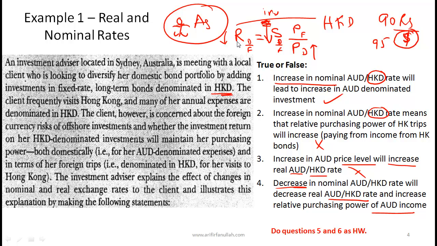Why? Because if this number is going down, that means your domestic currency, the Australian dollar, is strengthening. When a currency strengthens in real terms, the purchasing power of that currency is up. I think this is a great question, and if you are tested on something like this, it will probably be very similar to what you are seeing here. I've covered the main points, and there are a couple more questions, 5 and 6, in this example, which you need to do as homework. I need you to go back and study this example because it's great.